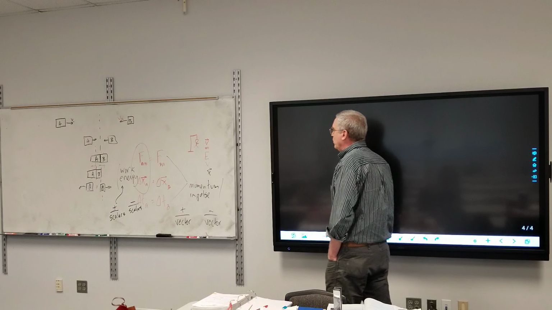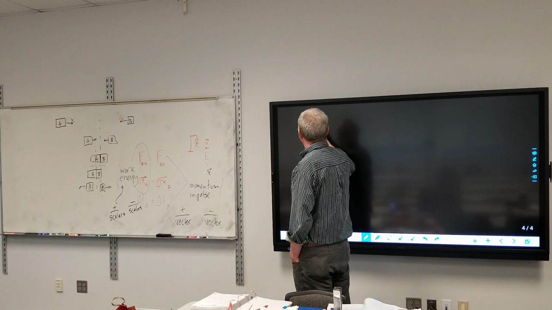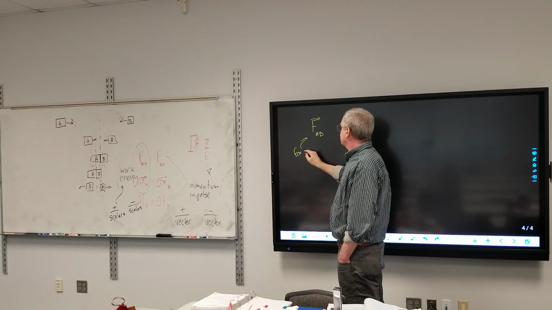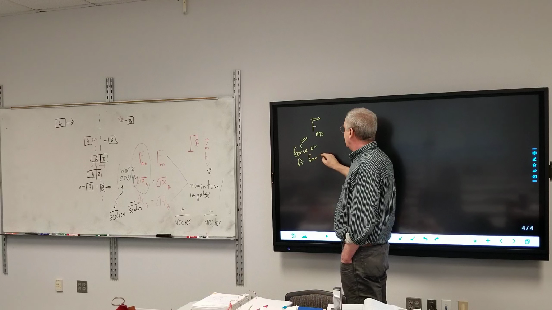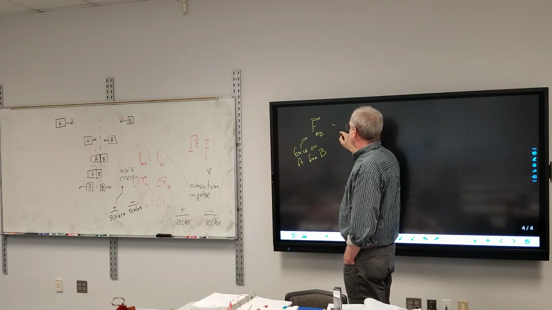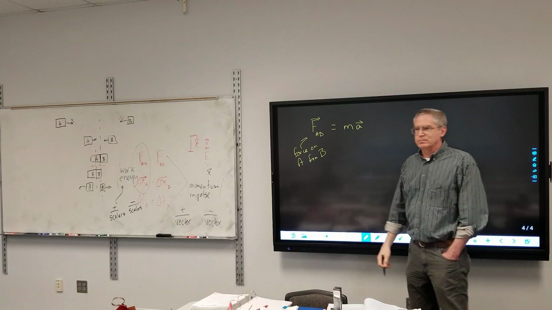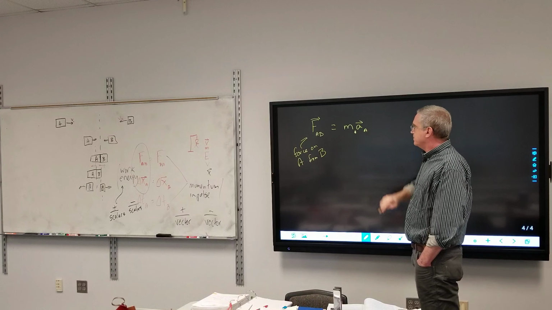So let's start out with this force. I do want to bring the vector, the directional aspect, into it at the moment. This is the force on A from B, and that's going to be equal to mass times acceleration, the acceleration of A and the mass of A.